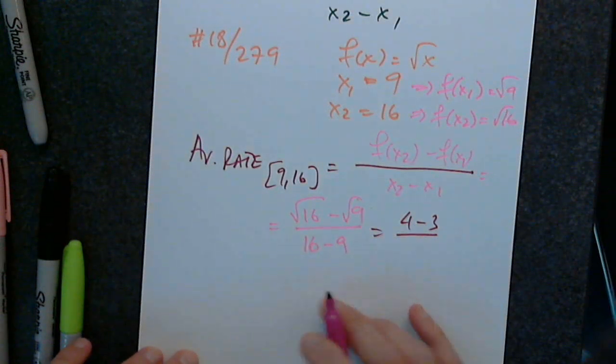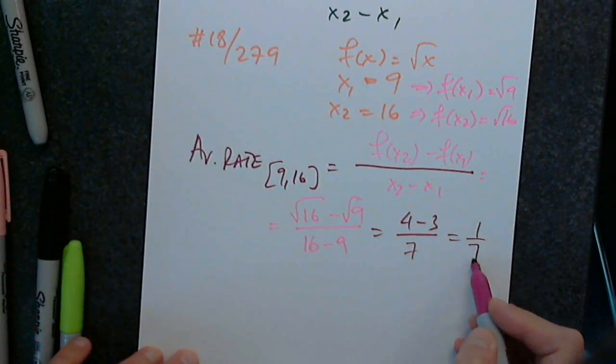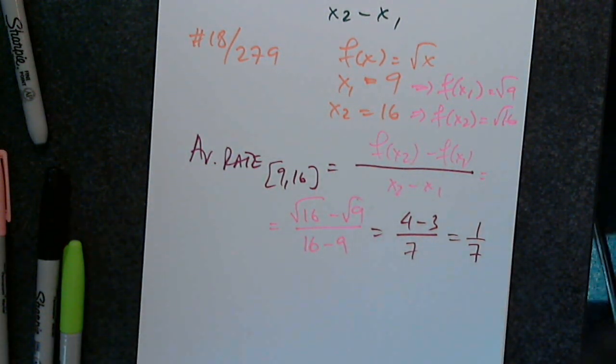And the denominator is 7. So this is 1 over 7. We don't have to write any measurement unit because we are not told anything about the function. We are not told whether it represents dollars or kilometers, or we have no information. This is just a hypothetical example.